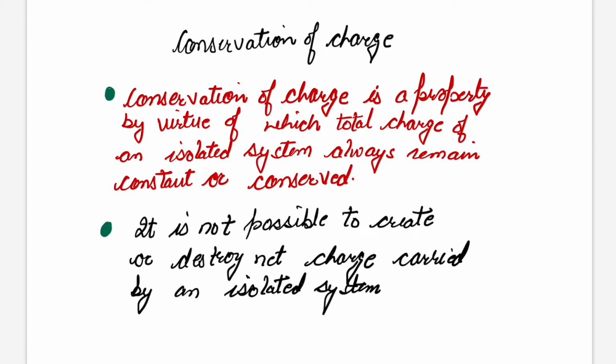Right? Here we have used the term isolated system. The isolated system means the system which is not connected to its surroundings. Suppose you have any system which has charge Q, and if it is an isolated system, then the charge on this system will remain Q as it is not interacting with any other body.